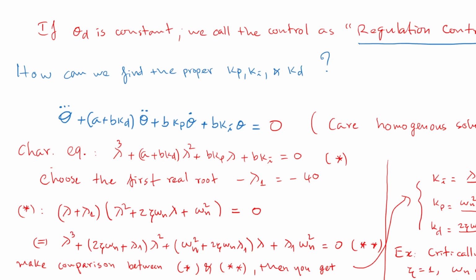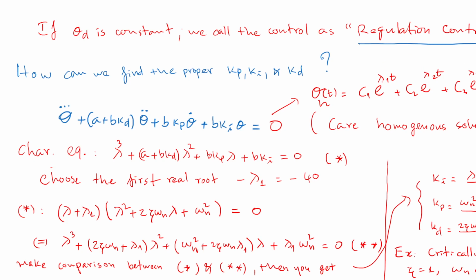Any question? Yeah. Omega n. Lambda 1. Okay. Because for the homogeneous solution, theta homogeneous, you can have C1 exponential to lambda 1t plus C2 exponential to lambda 2t plus C3 e to lambda 3t.